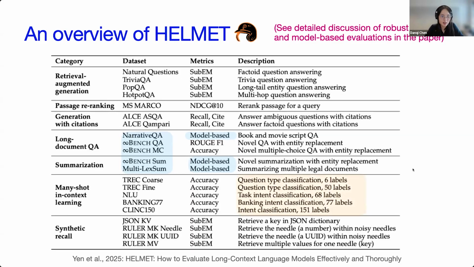For the many-shot in-context learning, we picked 5 tasks. Most of them are classification tasks, but they have many labels. That means we need a lot of shots, or a lot of demonstrations in the context, to make sure the model can learn from the context to do the final task. Finally, we also include a bunch of synthetic recall tasks, but we didn't include the simple needle in a haystack task. We selected a bunch of really hard synthetic tasks here. And in the paper, we also analyze that these tasks can be better correlated with real-world downstream tasks.